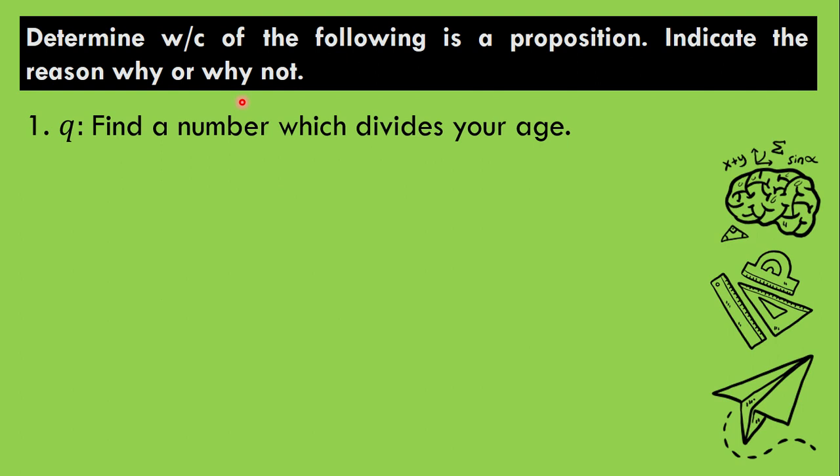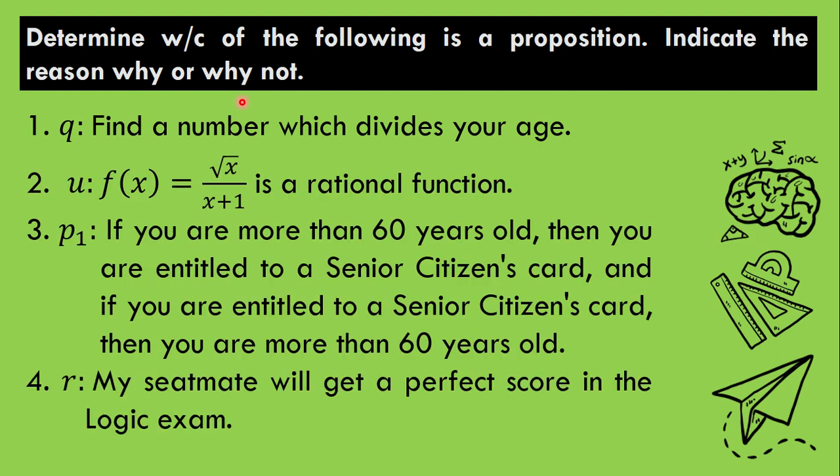So let me present the other sentences. Again, number one is not a proposition. How about number two? Given that a function f(x) equals square root of x all over x plus 1 is a rational function. You can pause if you want to think about this. But the answer here is it's a false proposition. It is a proposition.